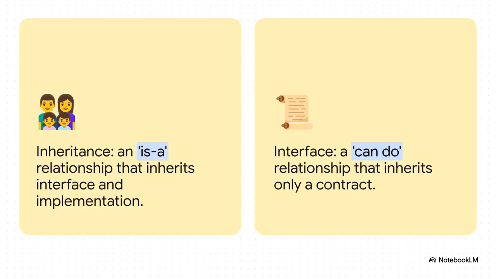Interface realization, on the other hand, is a can-do relationship. It's a pure contract. A class that realizes an interface is just making a promise that it will provide an implementation for that contract's operations.